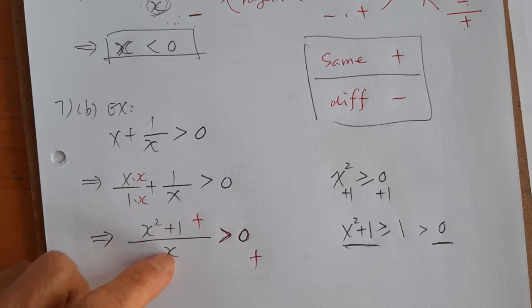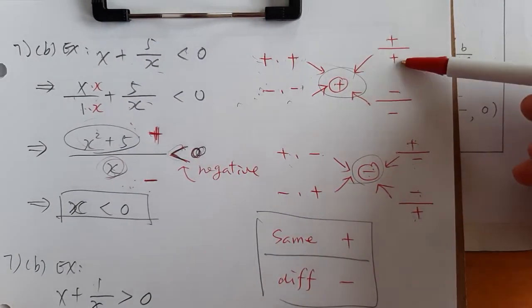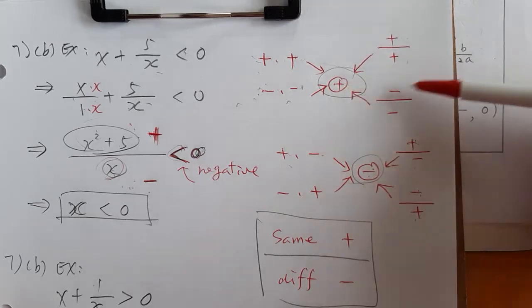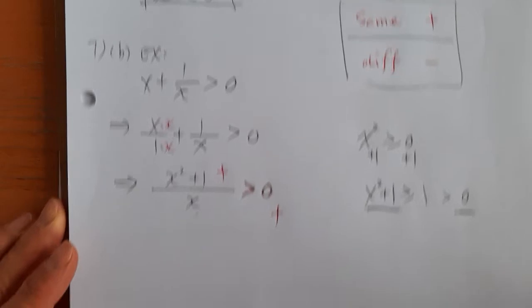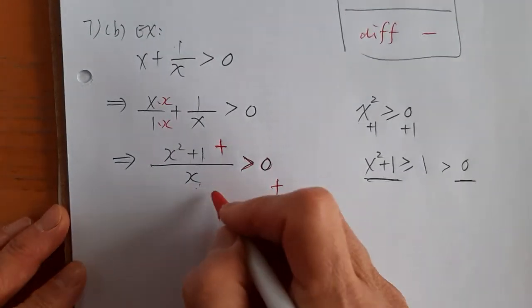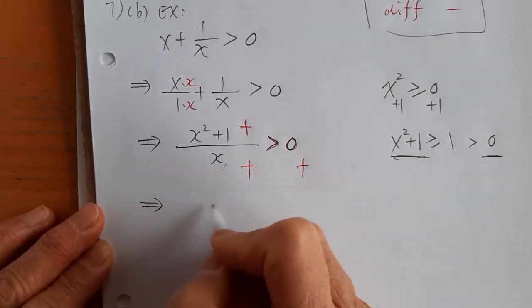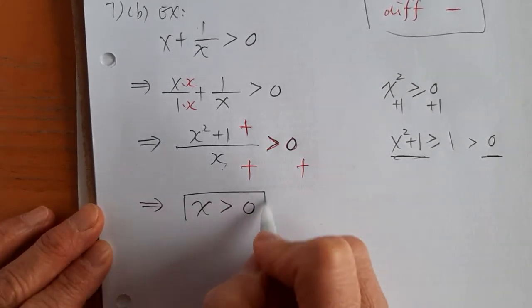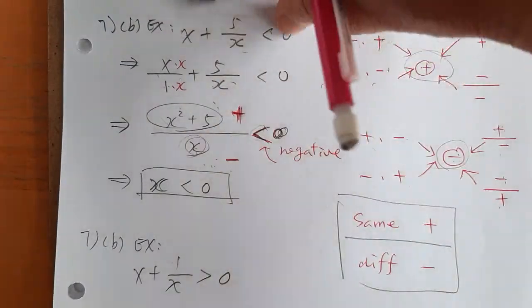So only if they have the same sign is the division positive: both are positive, the quotient is positive, or both are negative, the quotient will be positive. So the two should be the same sign. Since the numerator we already know is positive, the denominator needs to be also positive. So this answer is x greater than 0.